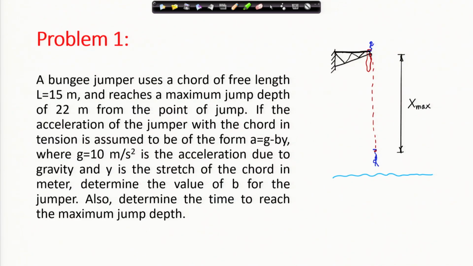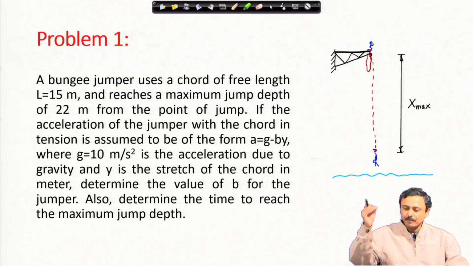Let us look at an example. This example is about a bungee jumper who uses a cord whose free length is 15 meter and reaches a maximum jump depth of 22 meter. That means this depth is measured from the point of jump, as I have shown you here. It is x max is 22 meter from the point of jump.